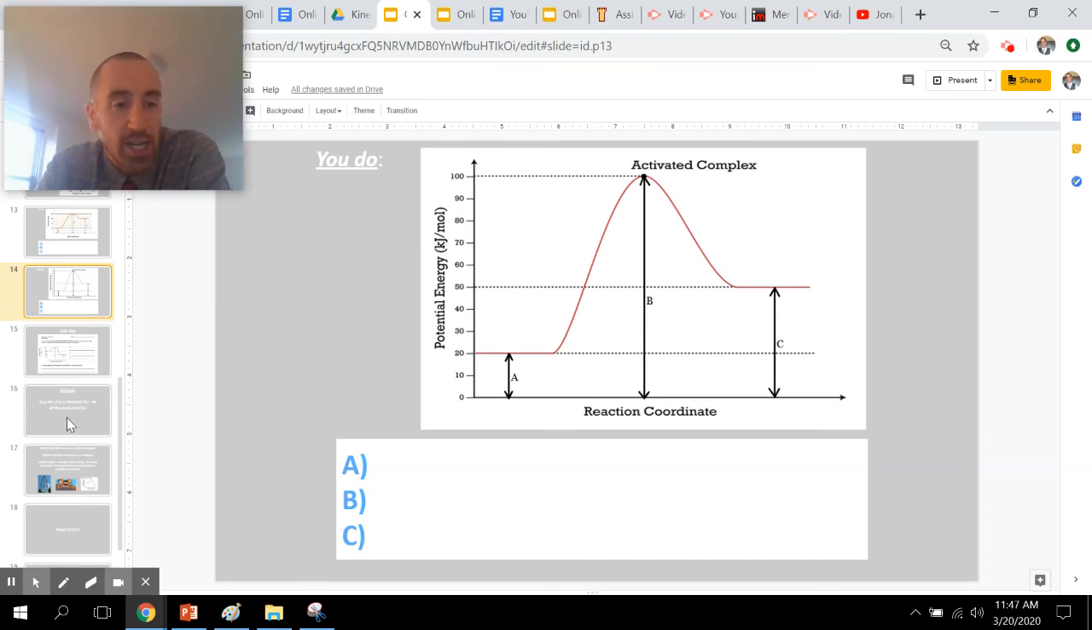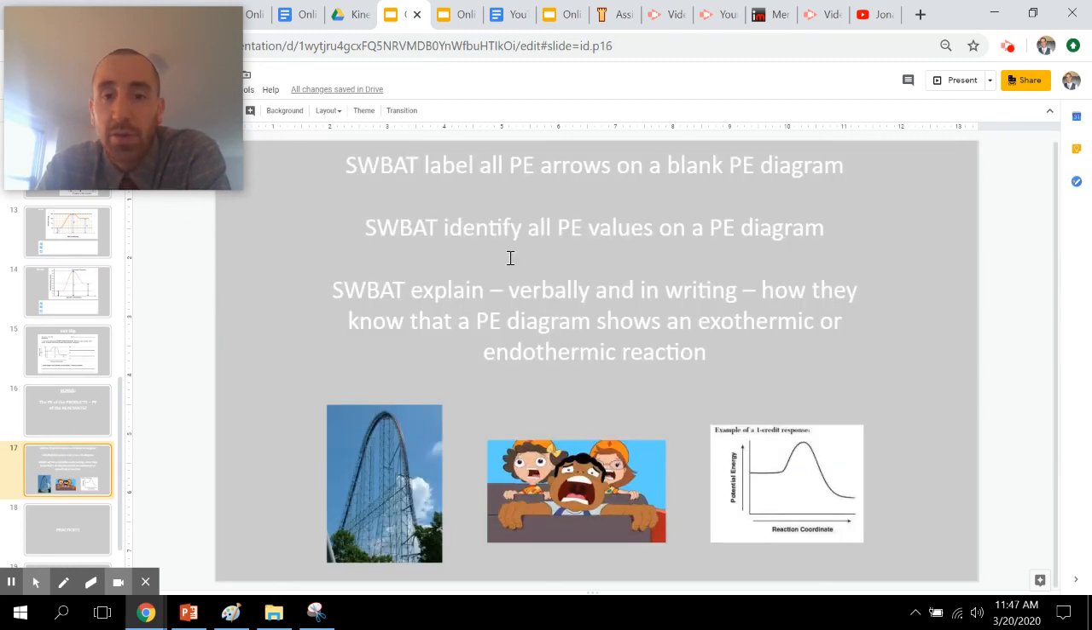Okay, so our objective today was to simply label all the PE arrows on a blank PE diagram. I'll ask you guys to do that. I would like you to identify all the PE values on a PE diagram. So tell me how many joules or kilojoules of potential energy each of those arrows represent. And then also tell me whether the graph represents an exothermic or an endothermic reaction.